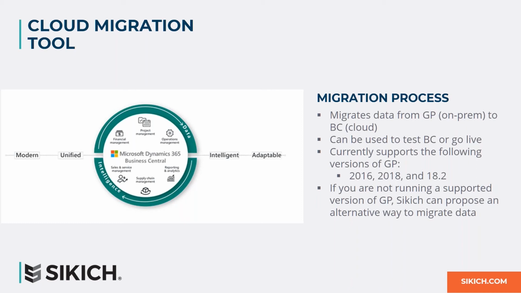With that being said, if you're not running a supported version of GP, the cloud migration tool may not work, but there are certainly other ways that Sikich can get your data into Business Central for you. This is just a tool to look at everything in your GP database and bring everything over, but there are, of course, other options for bringing data in.